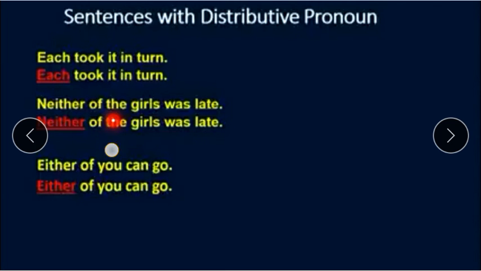Neither of the girls was late. Neither means no one: no one of the girls was late. So they always take a singular verb. Here the verb is was, and neither is the distributive pronoun. Either of you can go. Either means anyone, so either is the distributive pronoun. Either, each, neither, all are distributive pronouns.